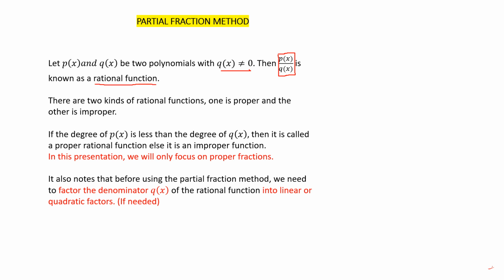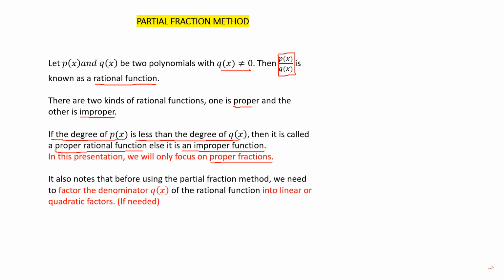There are two kinds of rational functions available. One is called a proper rational function. The other one is called an improper rational function. If the degree of p of x is less than the degree of q of x, then we say the given rational function is a proper rational function. Otherwise, we call it an improper rational function. In this presentation, I will talk only about proper functions. We will discuss improper functions in a later video.